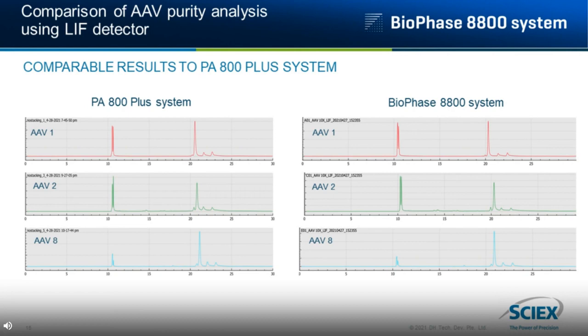So here is a side-by-side comparison of 3 different AAV serotypes for their capsid purity analysis. On the left are the results from the PA 800 Plus system, and on the right are results from the BioPhase 8800 system. As we can see, the migration times aligned very well with each other, and the profile, the number of peaks, and relative intensity were also consistent between the 2 platforms. As expected, the migration time and the distribution of species aligned very well, and during the method transfer, there's minimal change between the 2 platforms.